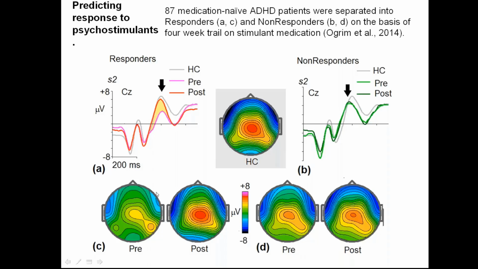Okay, so this study shows how this knowledge of ERP components can be used for predicting response to psychostimulants. The same can be done for different categories of patients, like patients with depression, patients with schizophrenia, etc.